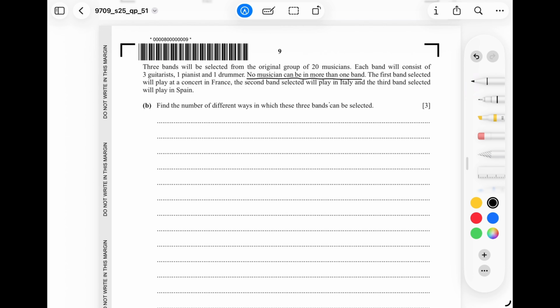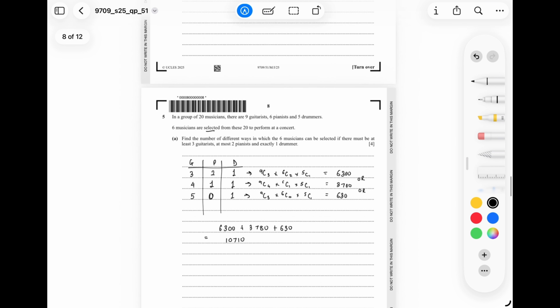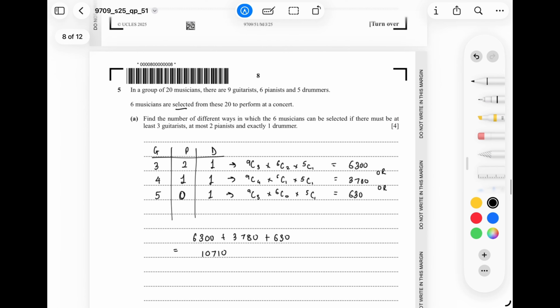Okay, so let's start with France. We're going to choose 3 guitarists. So the original question is still there. We have how many?